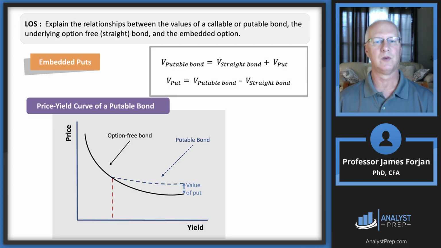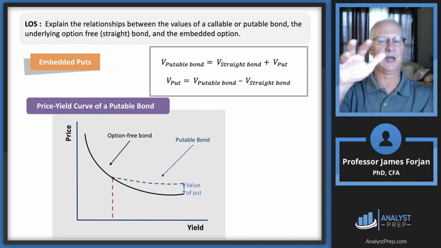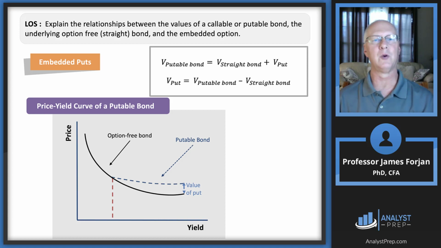Let's go ahead and switch over to an embedded put option. And this illustration is identical to the previous illustration, but it's turned upside down, right? When does the value of the put increase? That's when interest rates rise. So you get more positive convexity at higher yields.